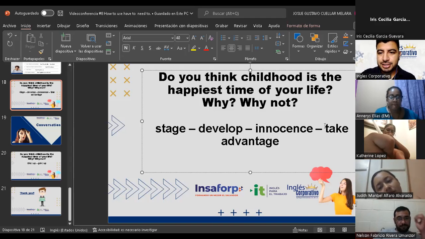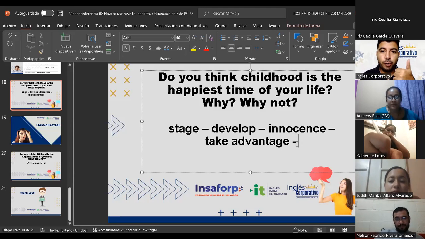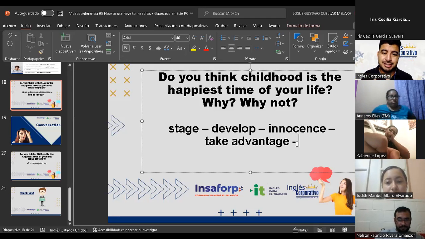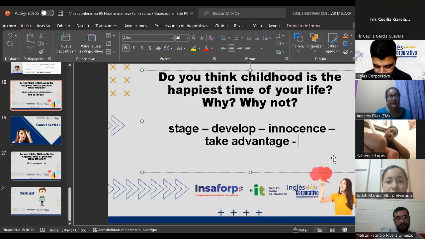Take advantage significa aprovecharse. In a positive way and negative way. So, we have to be careful with the kids. Debemos de tener cuidado con los niños, niños y niñas. We have to be monitoring. Debemos de estar monitoreando siempre. Jocelyn, and then we go with Flor.